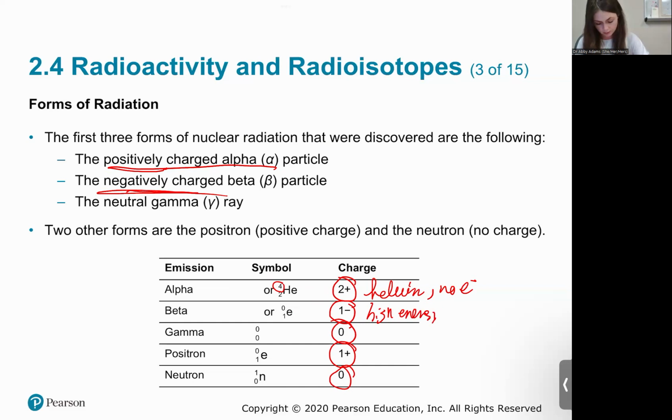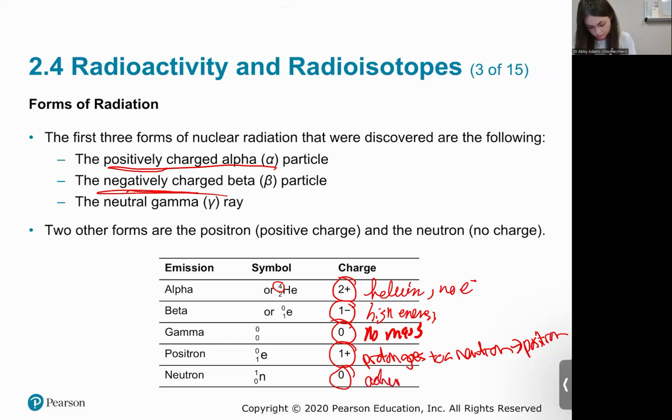And gamma, we have our no mass. Our positron, we have our proton that goes to a neutron, emits a positron. And neutron, where we can achieve an isotope that will undergo radioactive decay, right? Take some time, become a little bit familiar with this jargon.